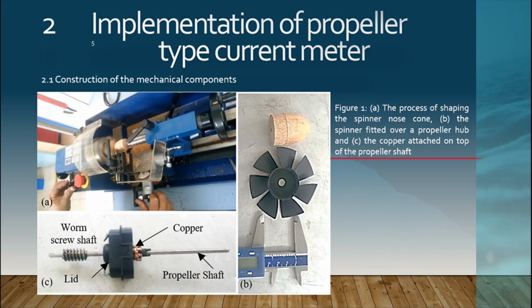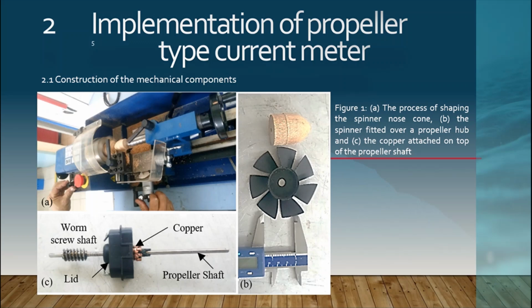So for the second part, the implementation of the propeller type current meter. For the first section, construction of the mechanical component. As we know, the current meter determines the water velocity using mechanical means. The velocity of water forces the rotor to revolve at the same speed as the flowing river. The linear equation is used to estimate the water velocity by relating it to the rotation frequency, or the number of revolutions produced by the rotor. The number of rotations produced by the rotor is then counted in each period of time.